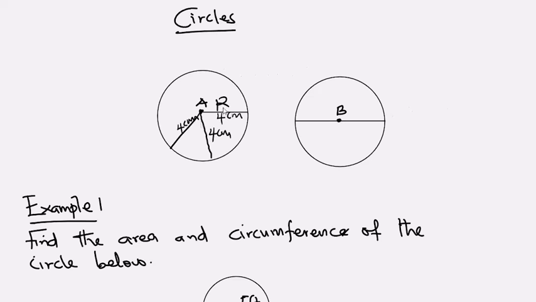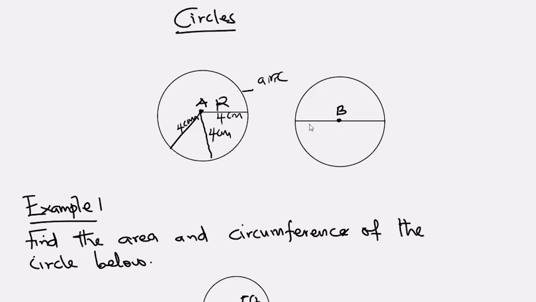Now, any part of the circumference of the circle is called an arc. So the circumference of the circle consists of various arcs, and the circumference of a circle is the distance around the circle.